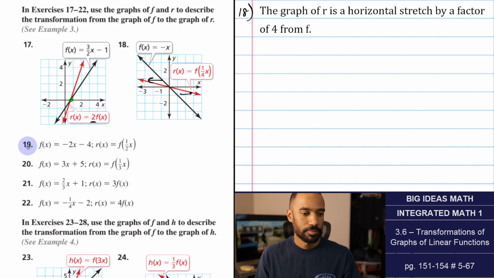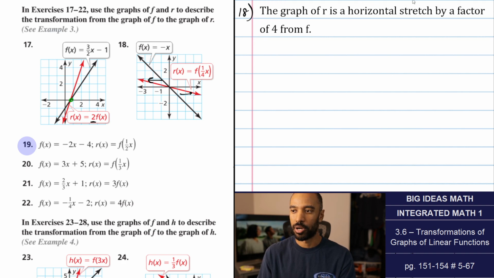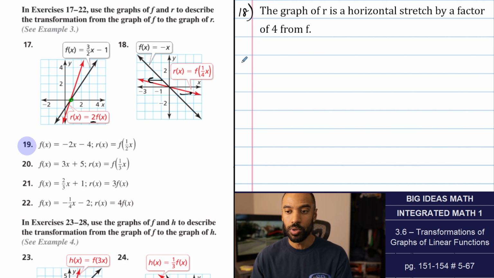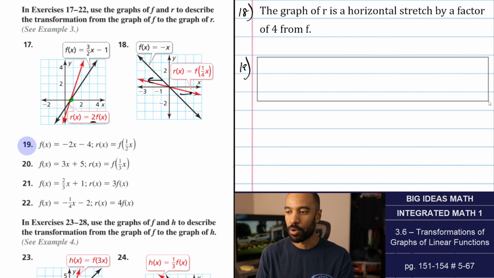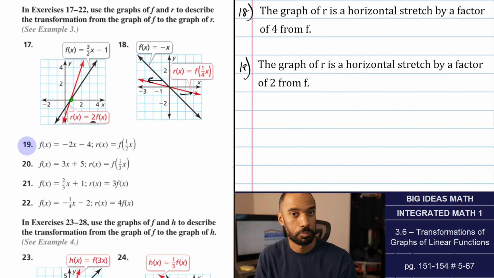Number 19 has a function, and we're going to take that 1/2. So it's literally the same thing as you had on number 18, only on number 19 it's now by a factor of 2. But it is still a horizontal stretch because it's inside your function, and we do the opposite of what it says inside there. So I'm going to copy and paste that. I'm not sticking around long on these ones when they have patterns like that.